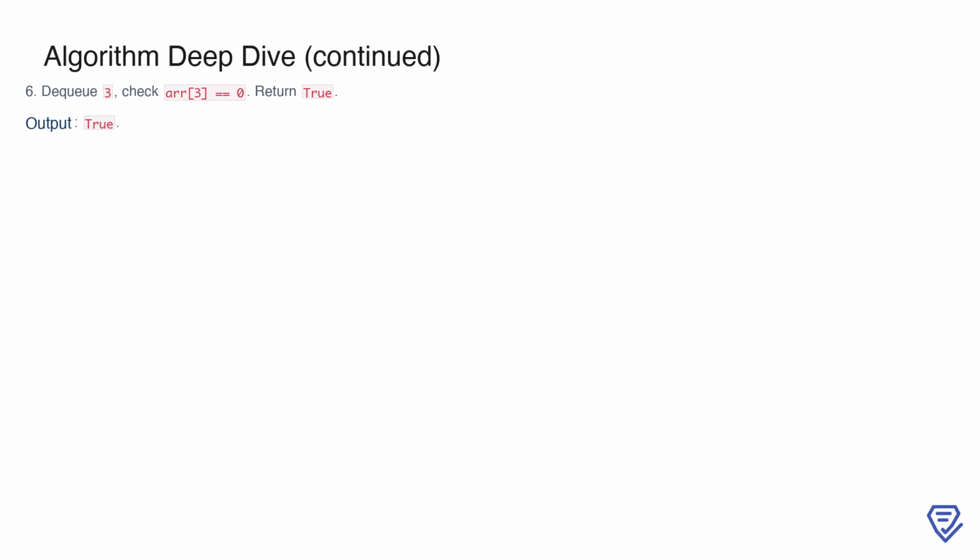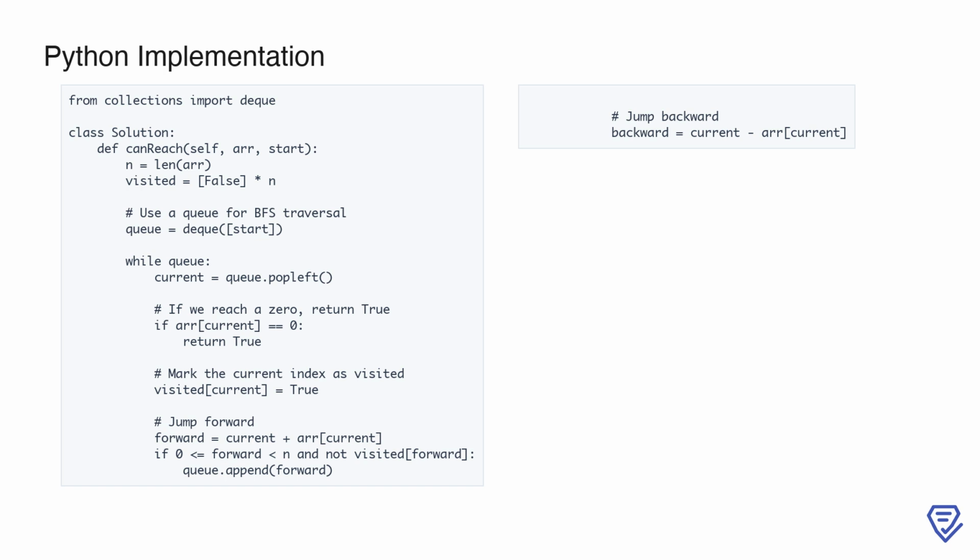Here, we start by importing the necessary module, deque, from the collections library. This will help us perform a breadth-first search, or BFS, which is the strategy we'll use to solve the problem. Inside the solution class, we define the canReach method that takes two inputs, the array ARR and the starting index start. First, we calculate the length of the array and initialize a visited list with false for each index to track whether we've already visited a position. This prevents infinite loops during traversal. Next, we set up a queue and initialize it with the starting index. The queue will help us process each position level by level.